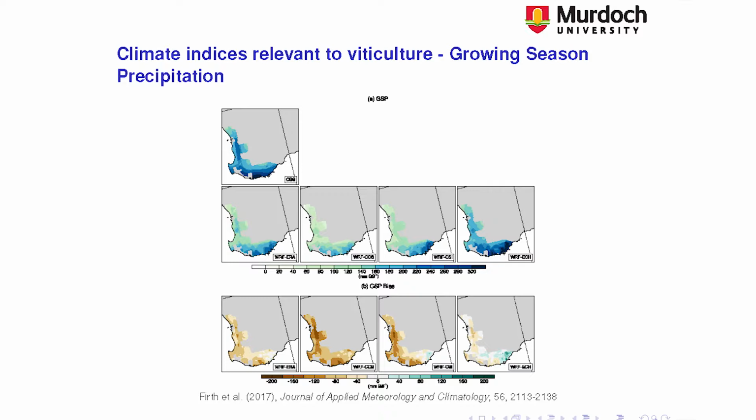Same thing here, yet another index which is useful if you're interested in growing grapes to produce wine, is the growing season precipitation. And this is telling us that the model seems to have a systematic problem in that it underpredicts precipitation, which is not unheard of. So that's been recently published.